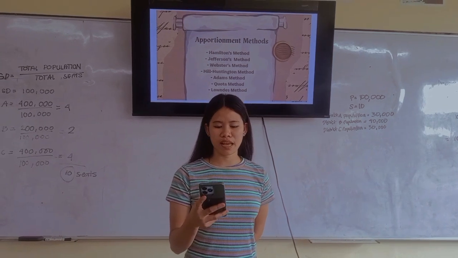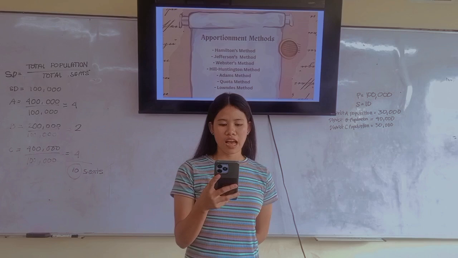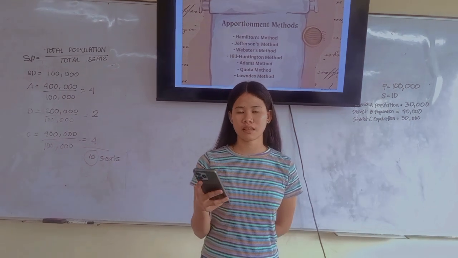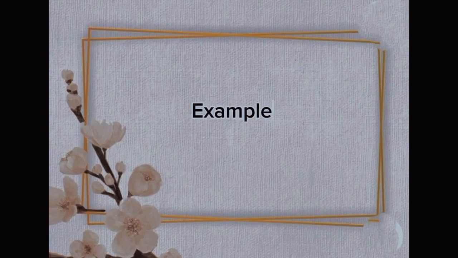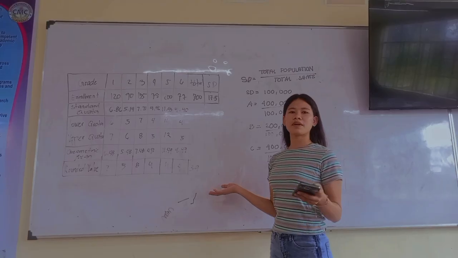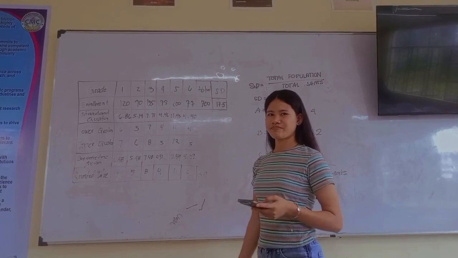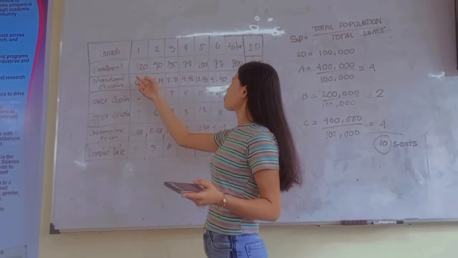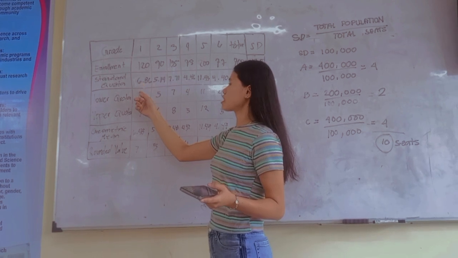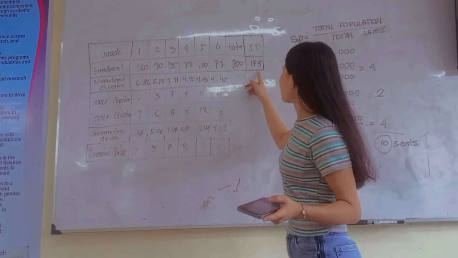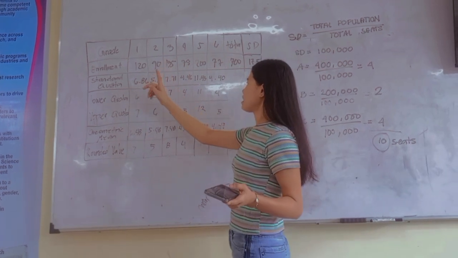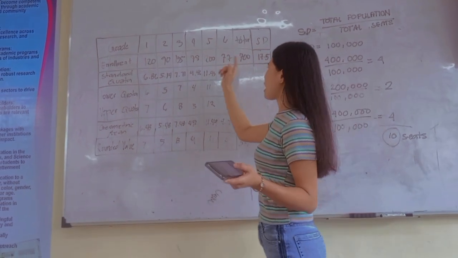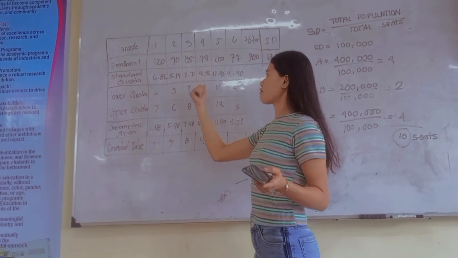This is the fourth method, the Hill-Huntington method, a more complex method considering both population and seat allocation. Example of the Hill-Huntington method: that's why we get 5.14. 17.5 divided by 135, that's why we get 7.17.